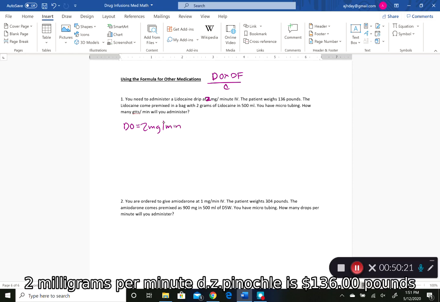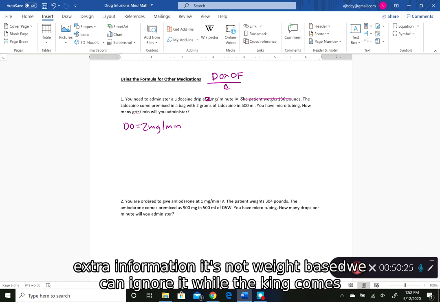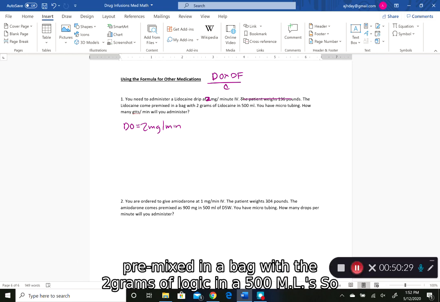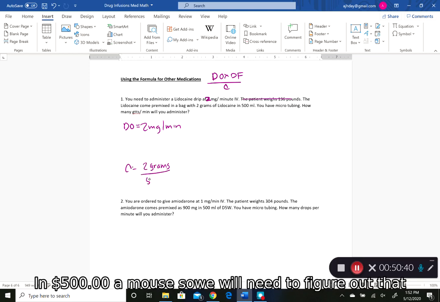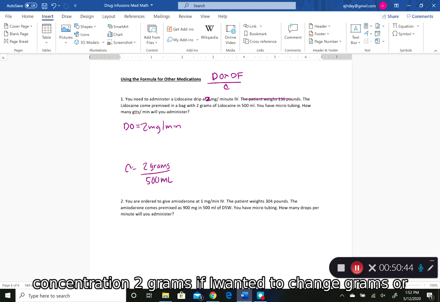It's easy. Patient weighs 136 pounds. Extra information, it's not weight-based. We can ignore it. Lidocaine comes pre-mixed in a bag with 2 grams of lidocaine and 500 mLs. So our concentration, we have 2 grams in 500 mLs. So we will need to figure out that concentration.